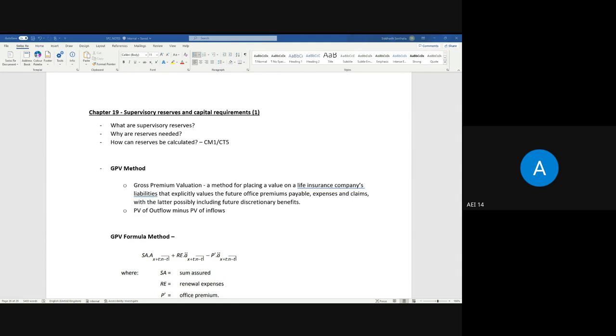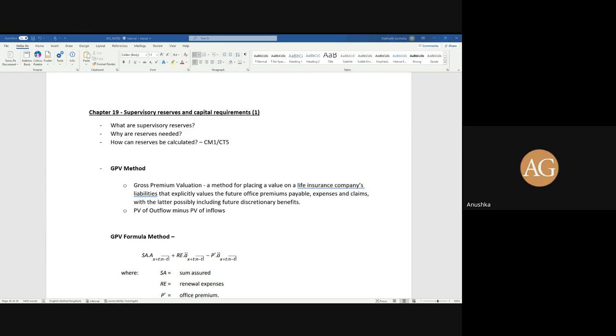So my PV of inflows will also fall down. Because of using a prudent set of assumptions, I'm increasing my PV of outflow minus PV of inflow. And that is what supervisory reserve stands for. We are calculating our PV of outflow minus inflow on a prudent basis of valuation, such that we are able to protect, in a way overstating our future liability, to make sure that we're able to meet them in the future as well. Make sense?